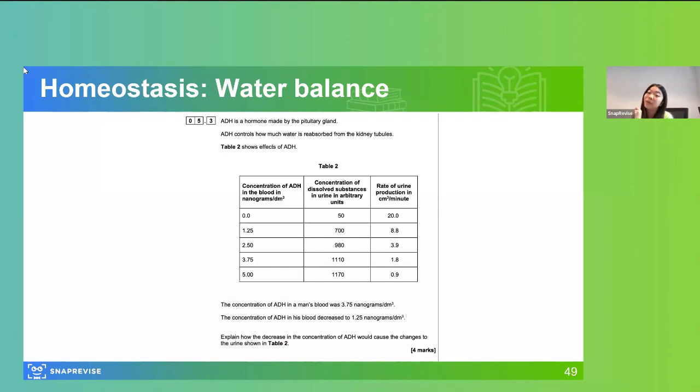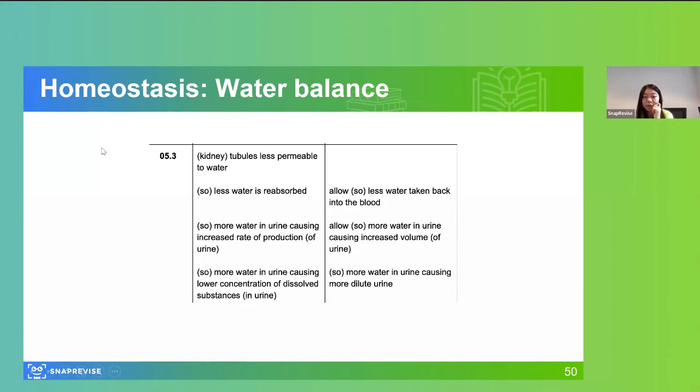So rate of urine production is going to be a lot higher, explaining the higher urine production in the table. Concentration of dissolved substances in the urine is a lot lower because there's more water. So the answer right here tells you, tubules are less permeable to water, less water is reabsorbed, more water in urine causing increased rate of production, and more water in urine causing lower concentration of dissolved substances. So that is water balance.